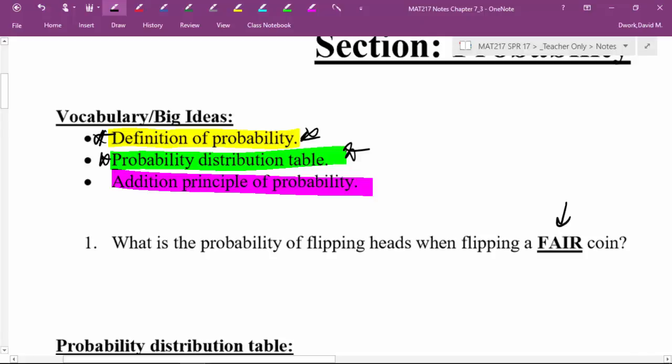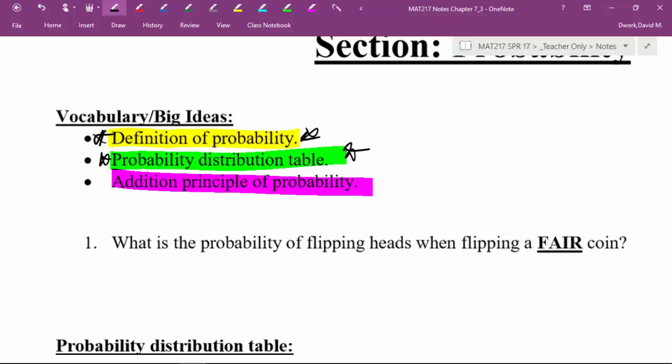So it means it's going to come up tails half the time, and it's going to come up heads half the time. So I want you to try, just pause this video and get an idea of what you think the probability of flipping heads is, just using your own knowledge, what you already walk into this class with. Okay, what'd you come up with? Yeah, tell it to me.